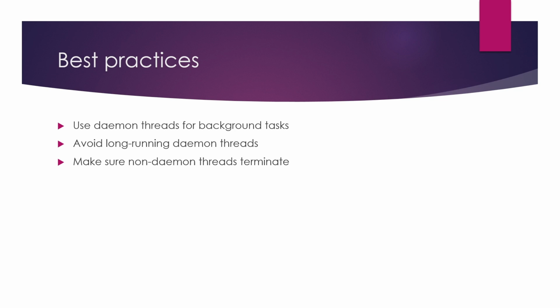And that brings the third point: make sure non-daemon threads terminate. Because we know the JVM will always wait for non-daemon threads to complete their execution. So what happens when a user thread is blocked or hung? In that case, it will stop the JVM from terminating, and so the whole process will hang. That's why we need to make sure that all the user threads terminate, either abruptly or normally, so that the process can shut down.